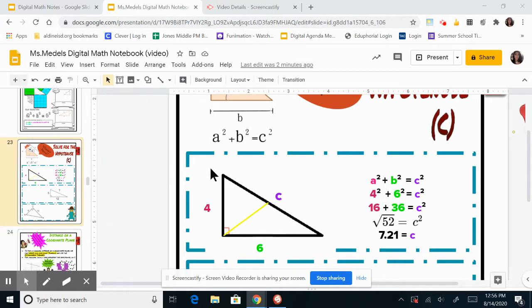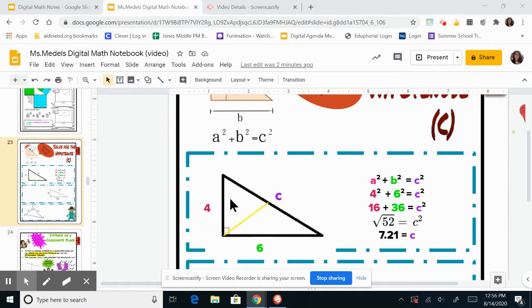Okay, so you're going to have a right triangle. I want you, every time that you get a right triangle, to find that right angle and draw the line going across from that right angle. Wherever your right angle is going across, that is always going to be your C. Okay, that's always going to be your C.